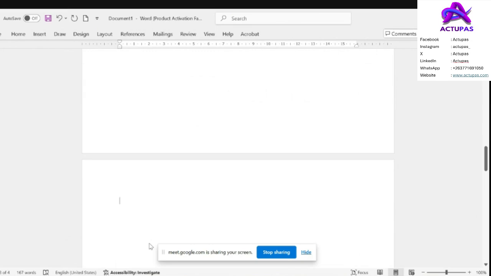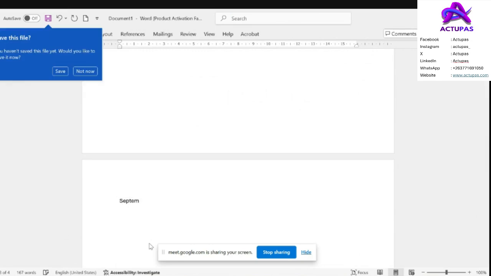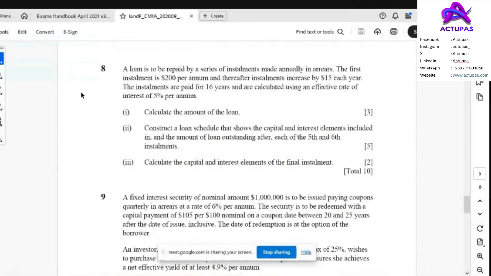Our third question is from September 2020, question number 8. That would be our third question for today. A loan is to be repaid by a series of installments made annually in arrears. The first installment is 200 per annum, and thereafter installments increase by $15 each year. The installments are paid for 16 years and are calculated using an effective rate of interest of 5% per annum. Calculate the amount of the loan.